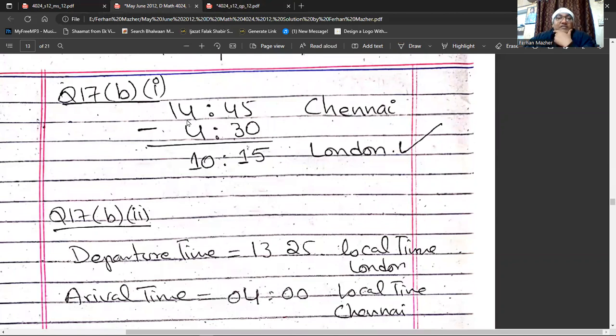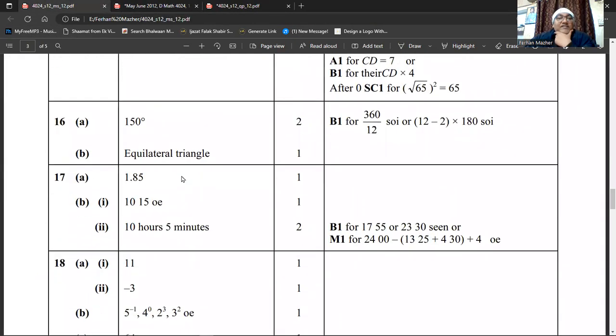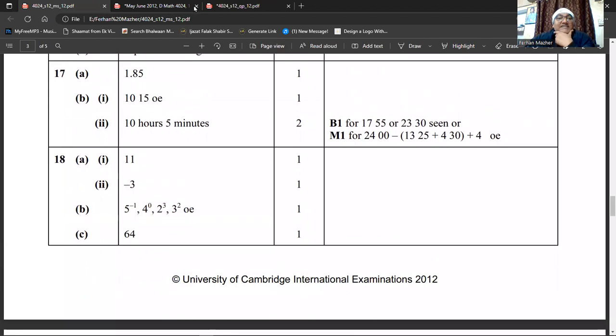The Chennai time is 14:45, and what is the London time at that time? That will be 4 hours 30 minutes behind, so subtract from it. 45 minus 30 minutes is 15 minutes. 14 hours minus 4 hours is 10 hours. So when it's 14:45 in Chennai, in London it will be 10:15. 10:15 is the right answer, sir.